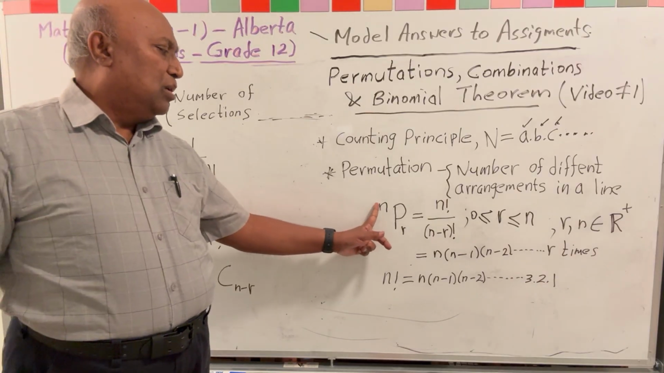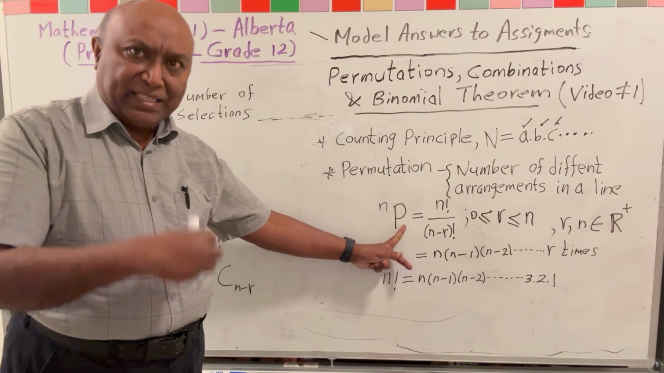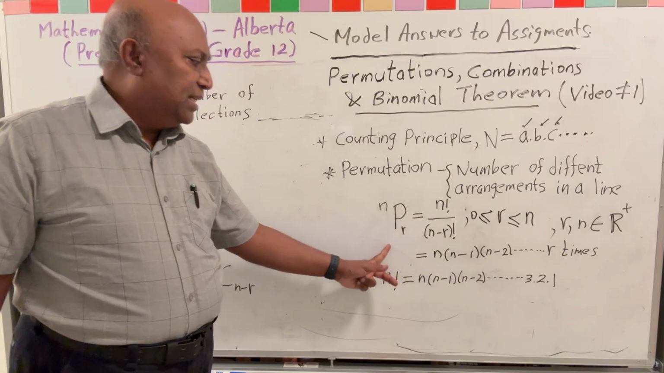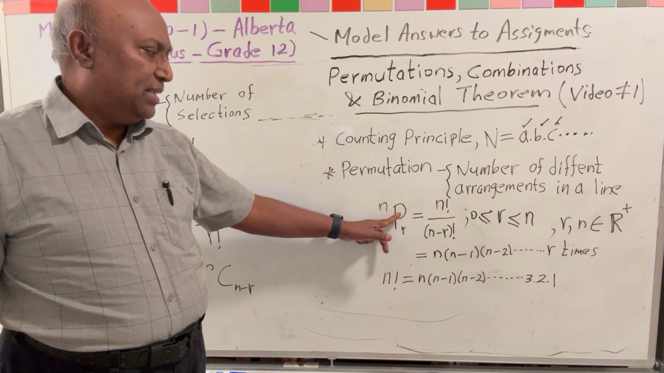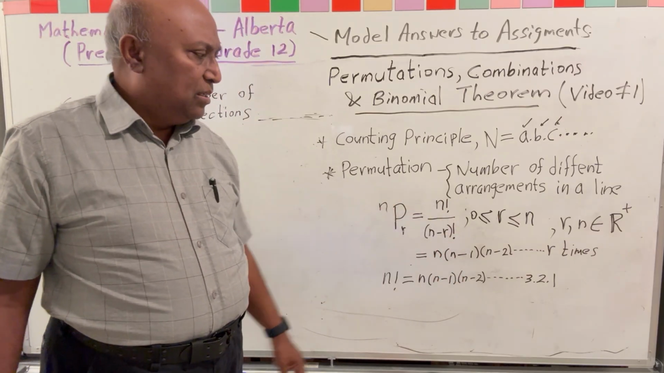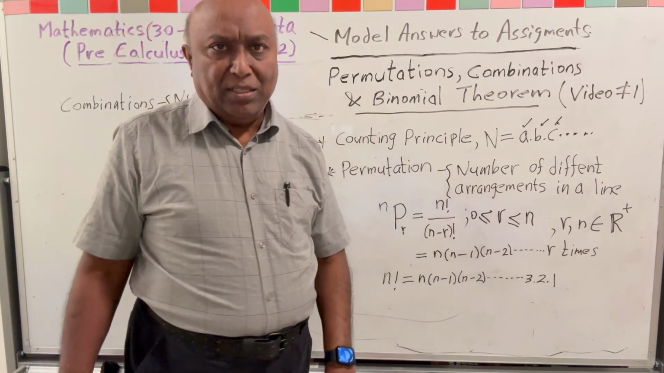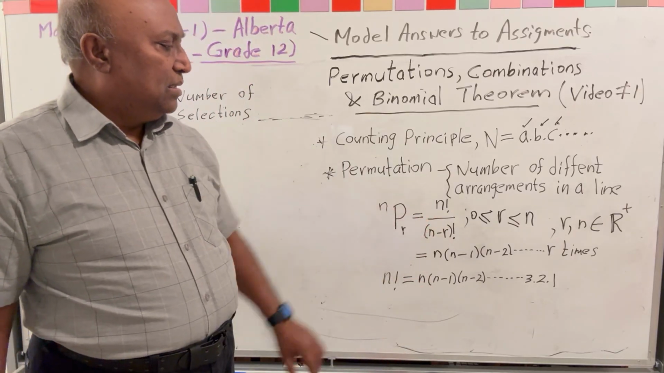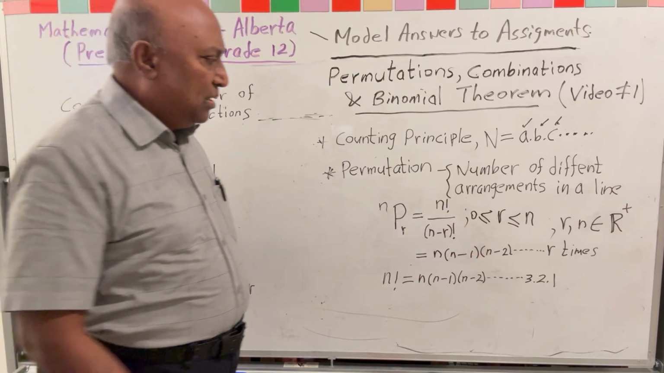N stands for the total number of objects. R is the number of objects selected. P stands for permutation. That is the permutation of selecting R objects out of n objects. This is given by this formula. Usually in grade 11 and 12, formula sheets are given. It is better if you can remember this one, but in addition to that, you can verify this using the formula sheet.